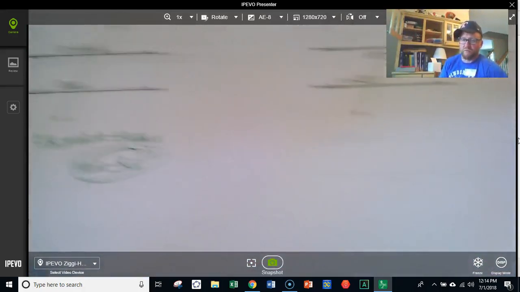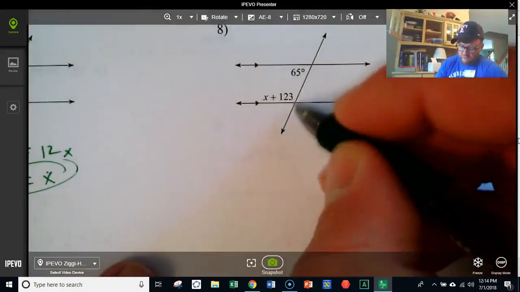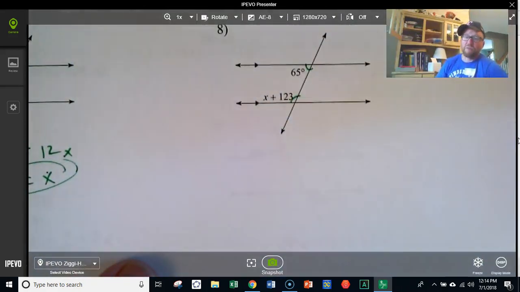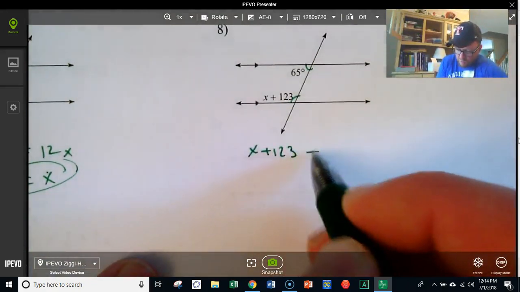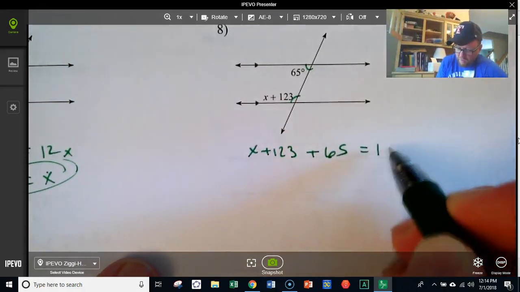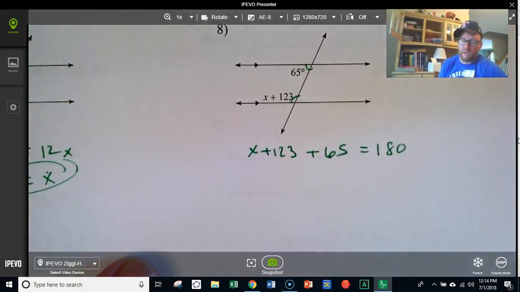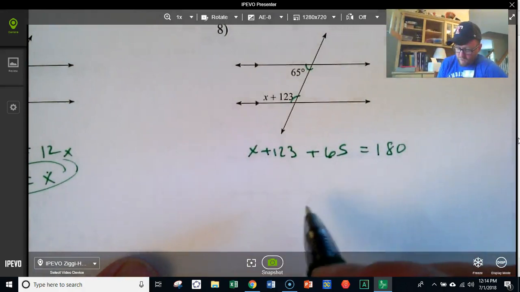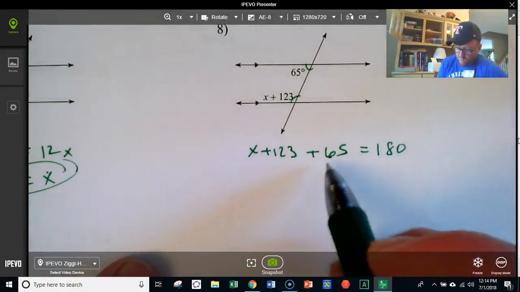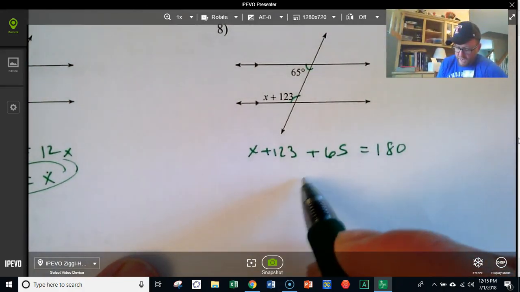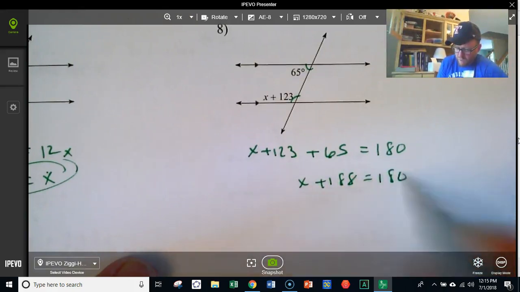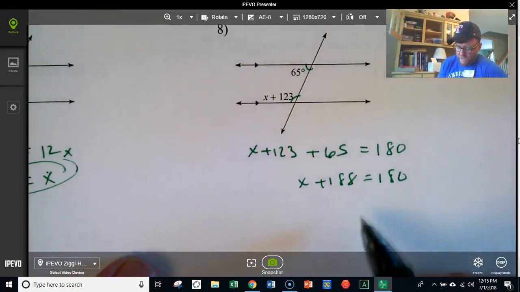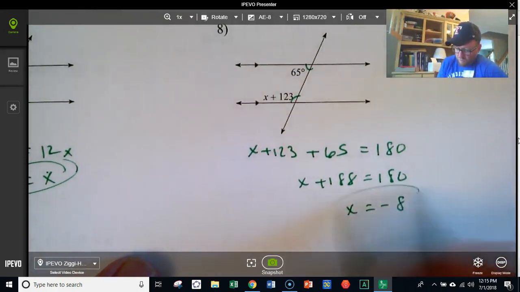Alright, over here, finally something different. These are same side interior angles. They're not congruent, they're supplementary. So that means that x plus 123 plus 65, all added together, equals 180. So let's see, 123 and 65, just combining like terms, 188. x plus 188 equals 180. Now I'll subtract 188 from both sides, and x equals negative 8.